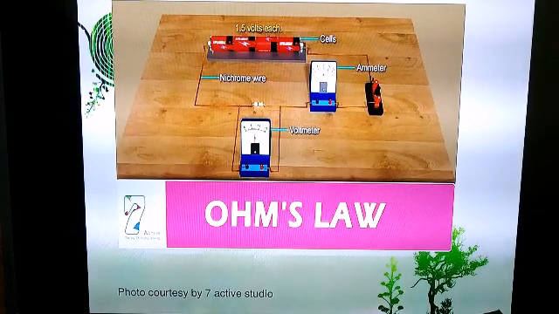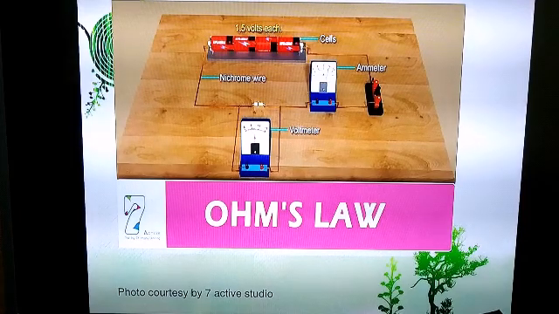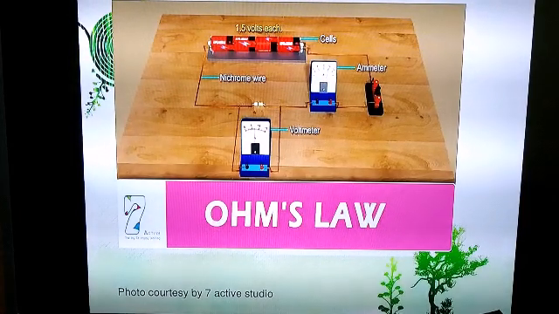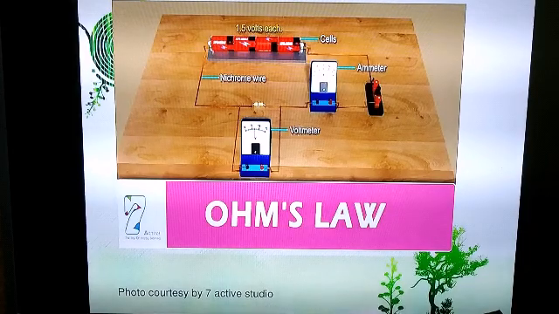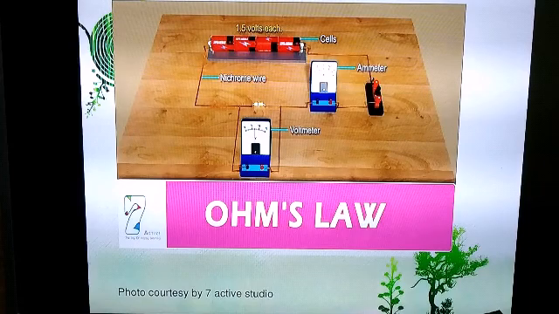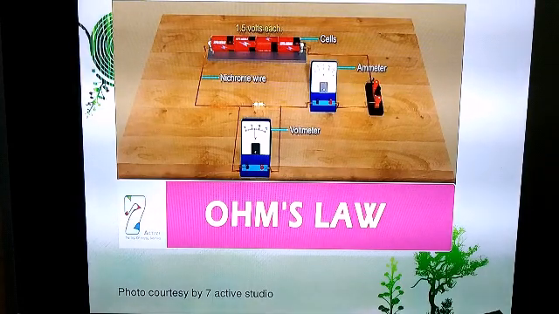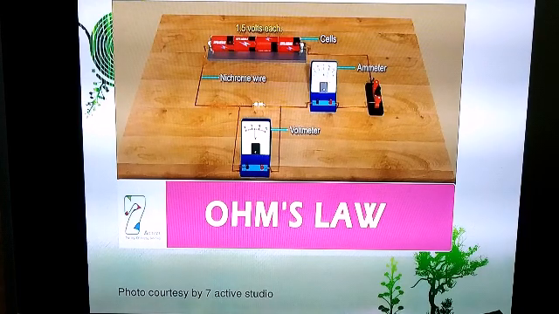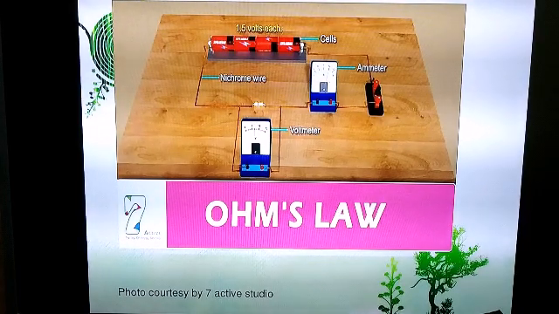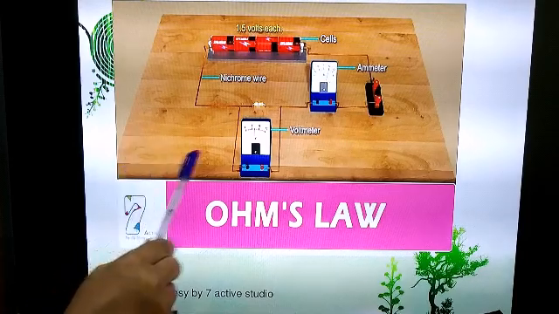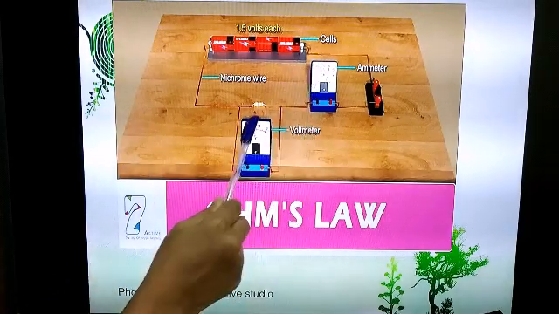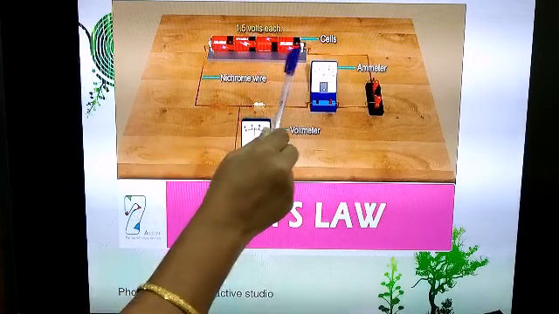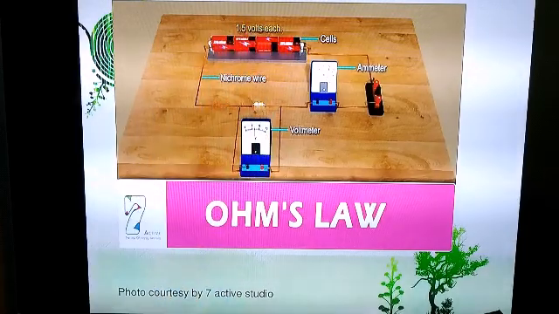George Simon Ohm stated that the electric current which is flowing through a metallic conductor is directly proportional to the potential difference applied across its terminals. So let us see an experimental setup in order to prove that I is directly proportional to V under certain conditions. In this experimental setup, you can see an ammeter, a voltmeter, a few cells of 1.5 volts each.